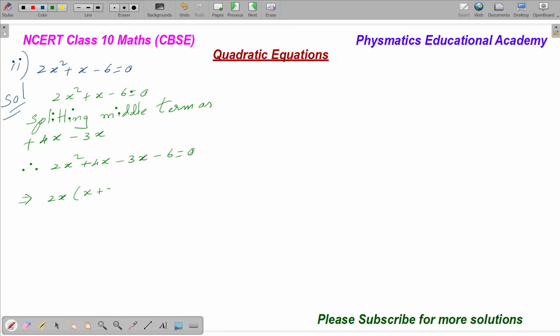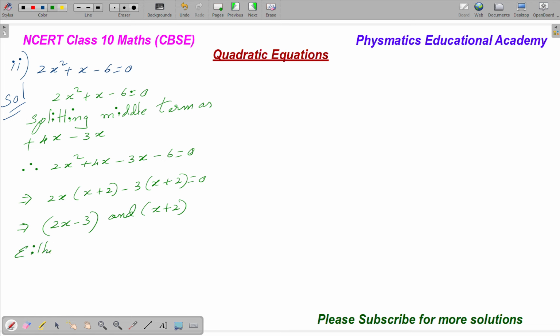That implies 2x into x plus 2 minus 3 into x plus 2 is equal to 0. That implies 2x minus 3 and x plus 2 are roots of the quadratic equation.